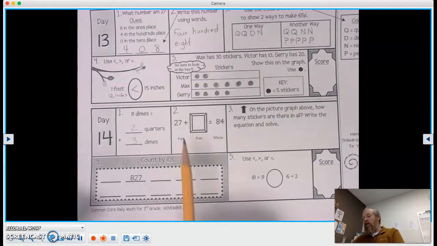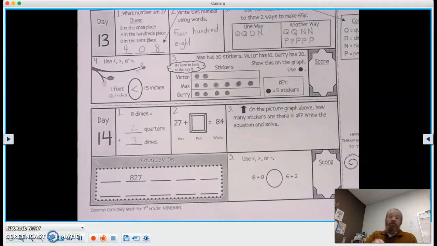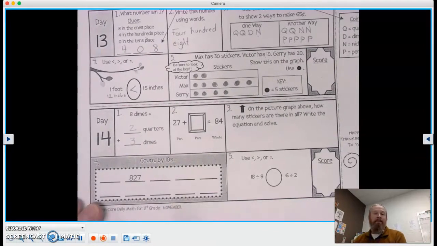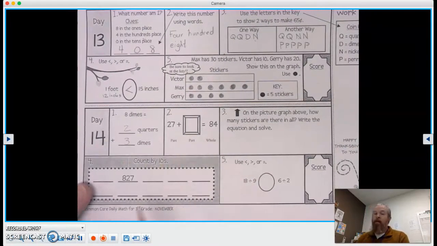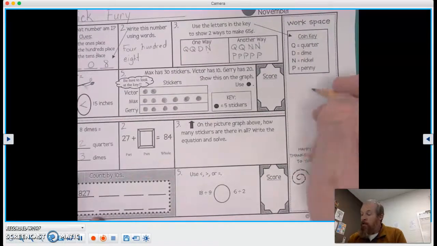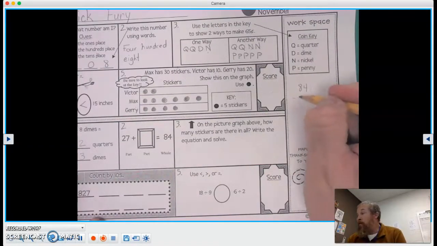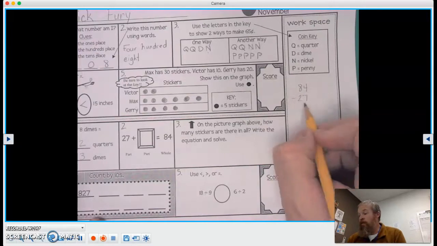Awesome. Hey, part, whole. Told you before, beginning of the year, we're going to keep going part, whole all year long. Part, whole. All right, so 1 part is 27, 1 part is something, and the whole is 84. So if we are missing a part, we're going to have to subtract. So let's go 84 minus 27.